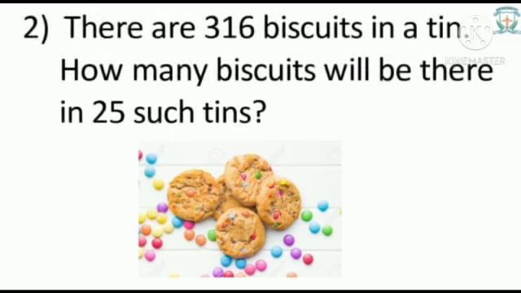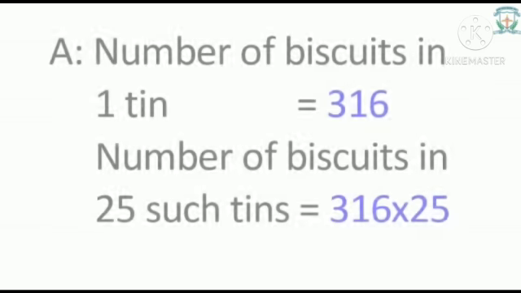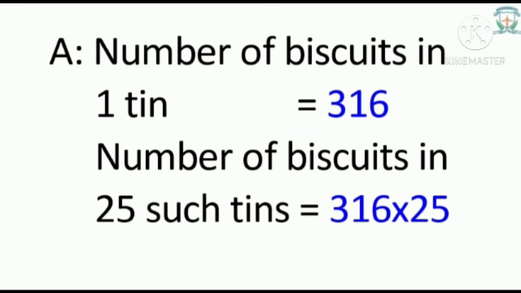Let us take up the next example. There are 316 biscuits in a tin. How many biscuits will be there in 25 such tins? Let us write the statement. Number of biscuits in one tin is 316. Second statement: number of biscuits in 25 such tins is 316 into 25.